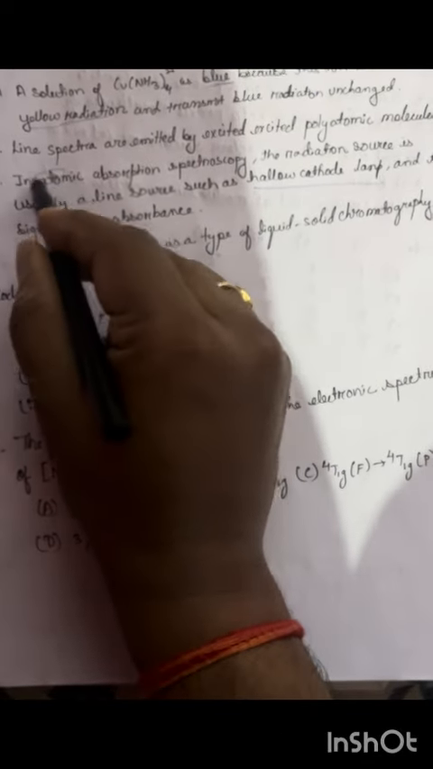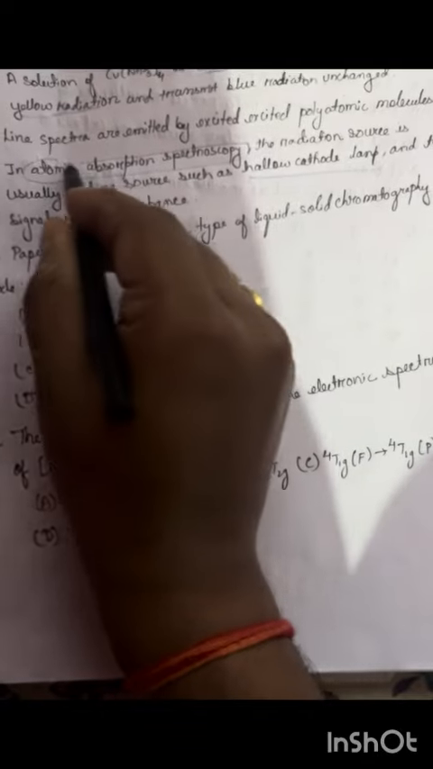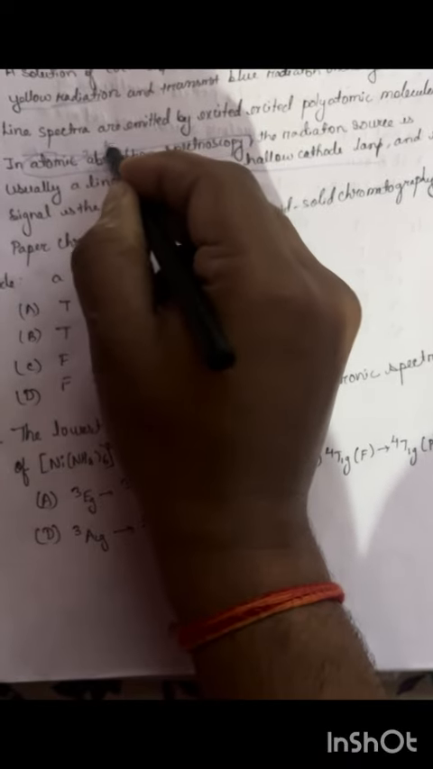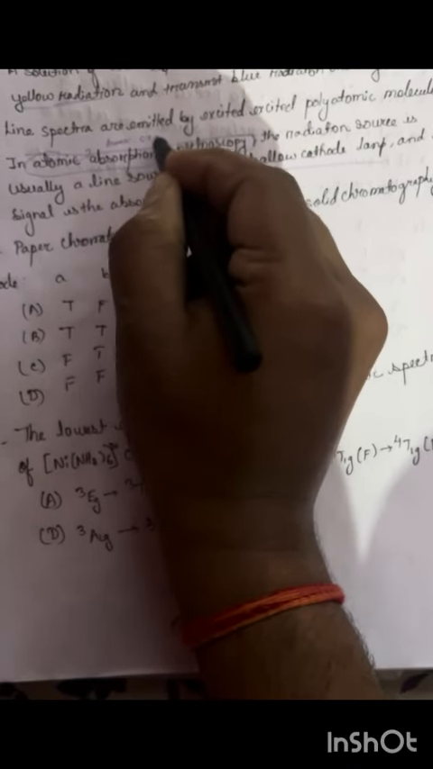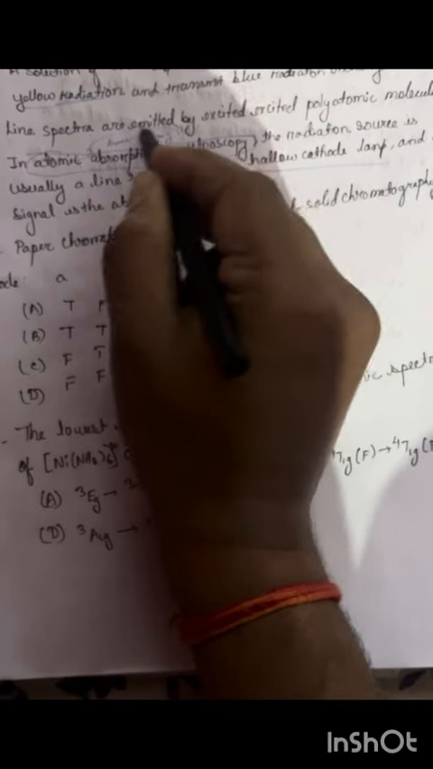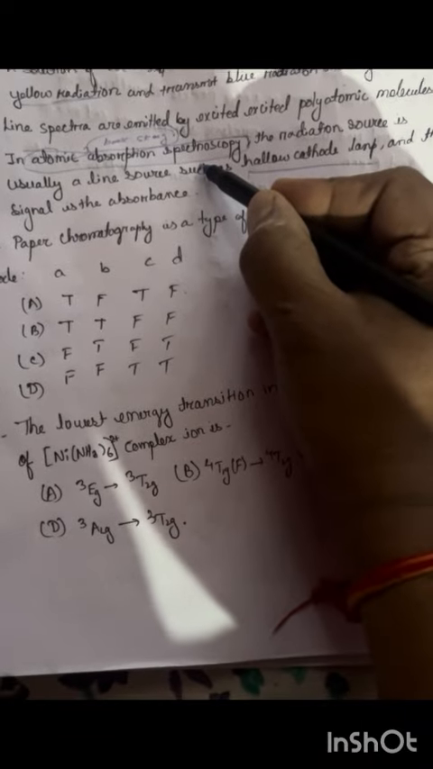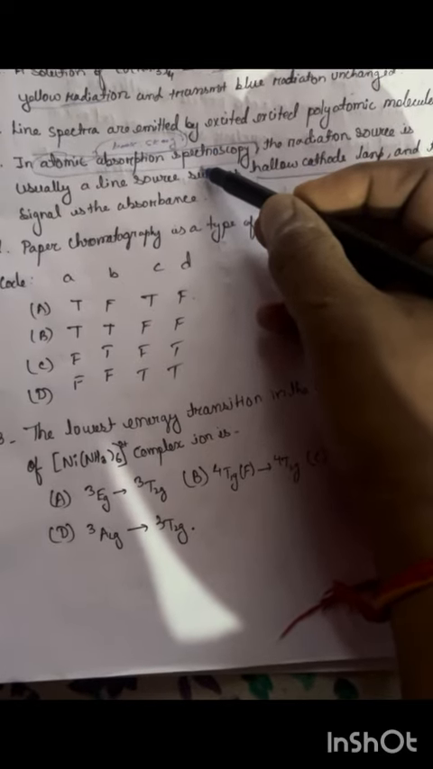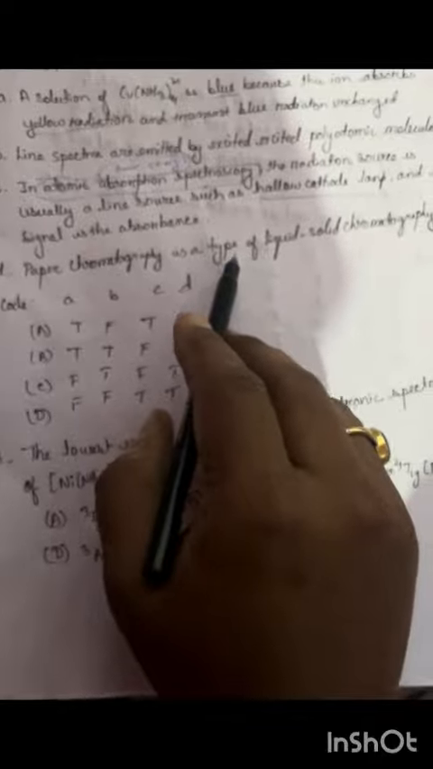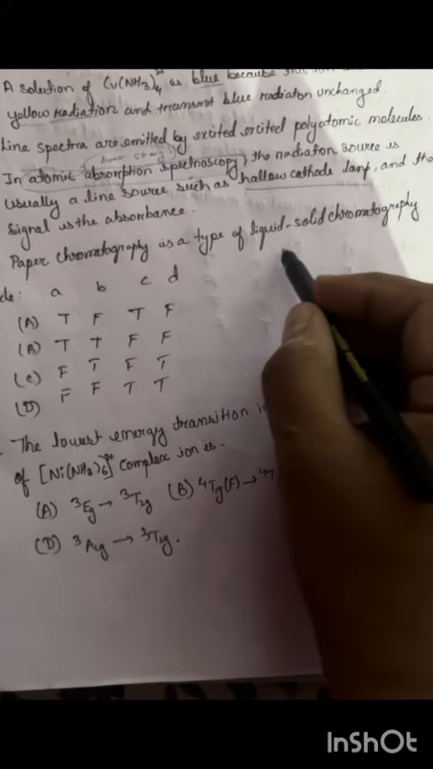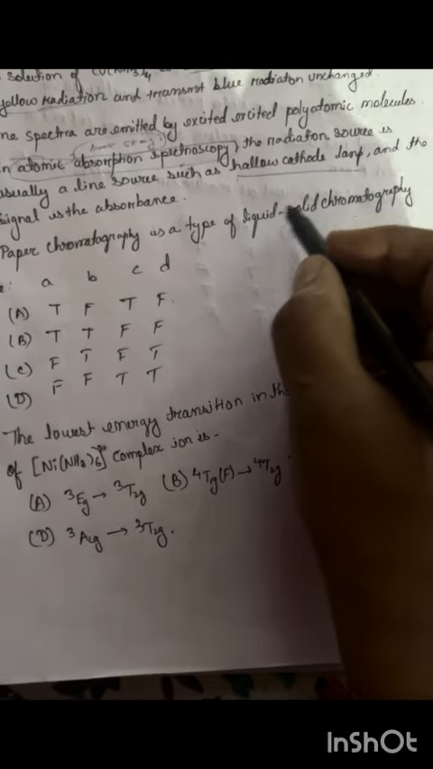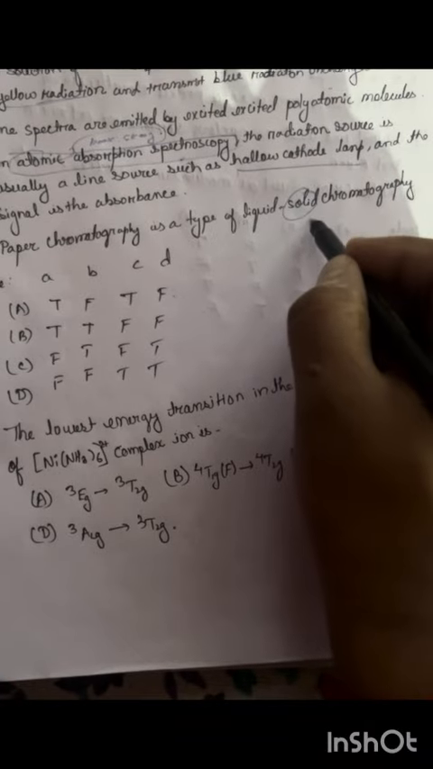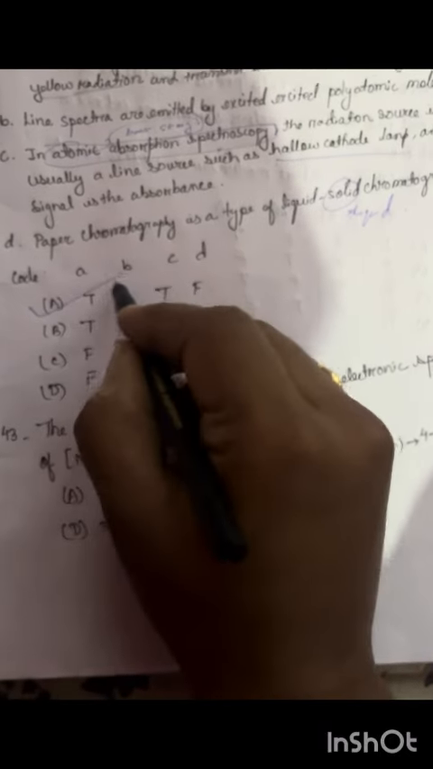And this topic is very important. You should study in detail from the Skoog book, right? Book is Skoog. You have to study in detail. In 2026 SLET also they have asked from this topic. Okay, it's very important. Next, paper chromatography is a type of liquid solid chromatography. No, not liquid solid. Paper we have already done in practical also. It's a liquid, right? Not solid, it should be liquid. Therefore the answer will be A.